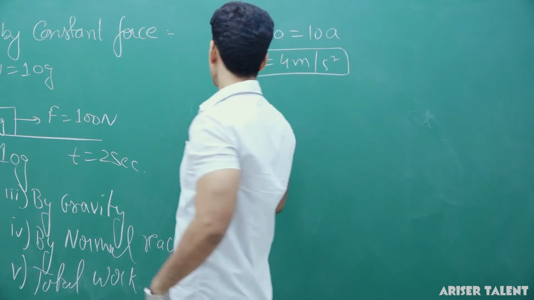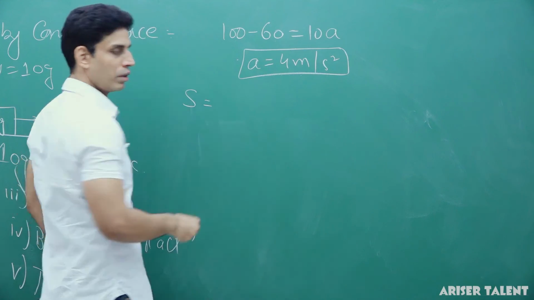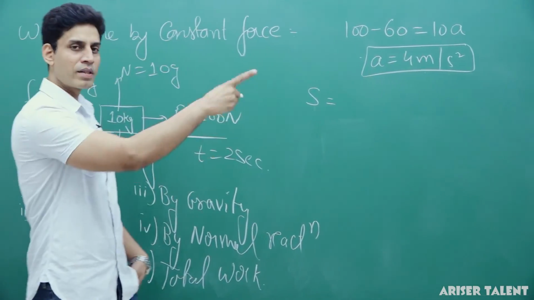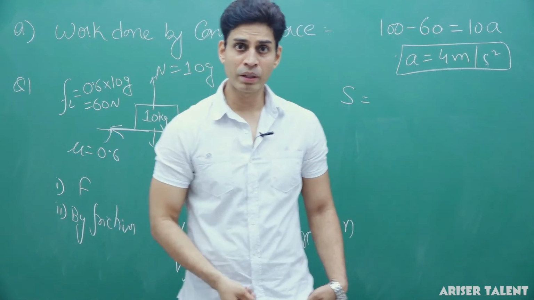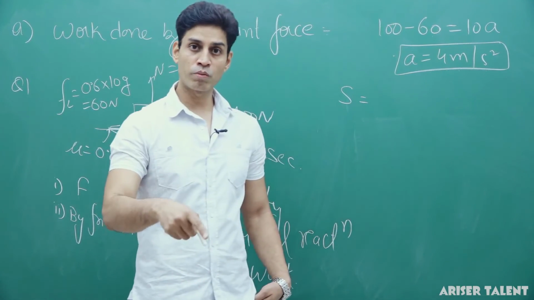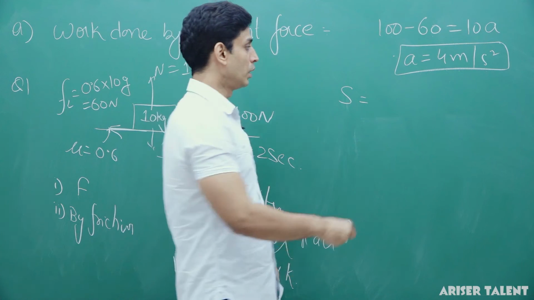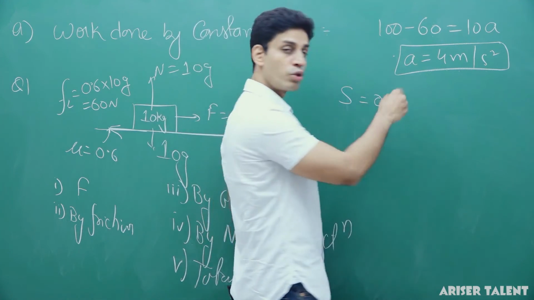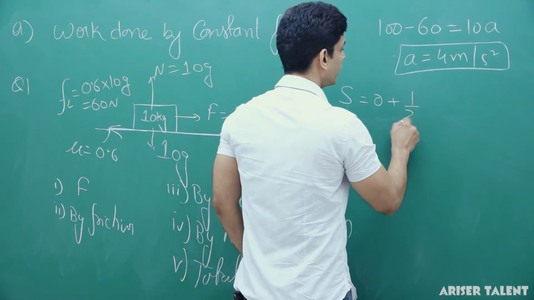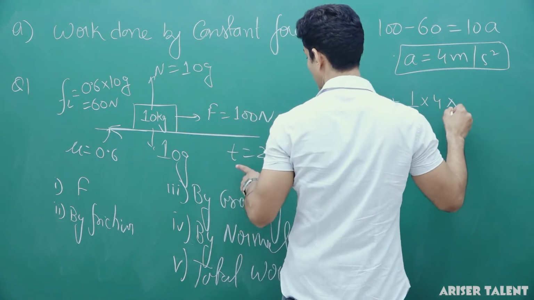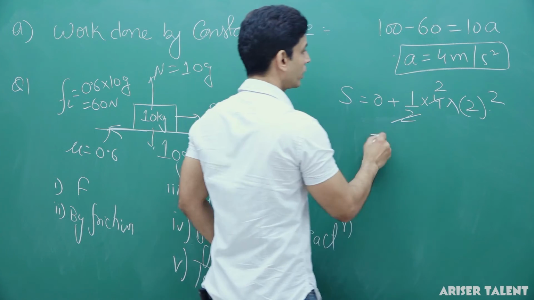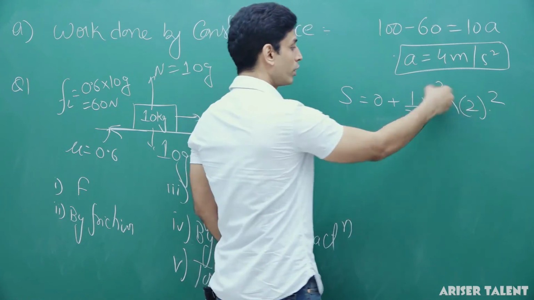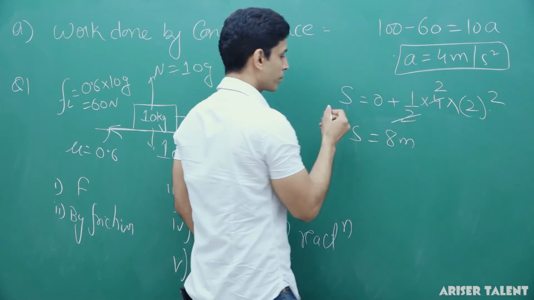Fine. So for the displacement, it started from rest and acceleration is constant. So are the equations of motion applicable or not? Yes, they are applicable. So I am writing the second equation of motion to calculate the displacement: ut plus half a t square. u is 0, a is 4, t is 2 seconds, so 2 square is 4, 4 into 2 is 8. So 8 meter is the displacement.